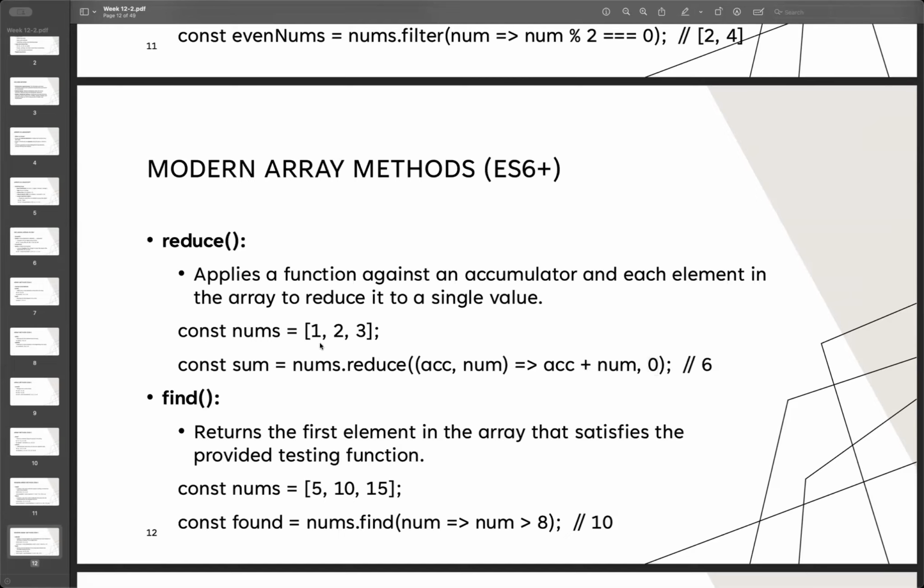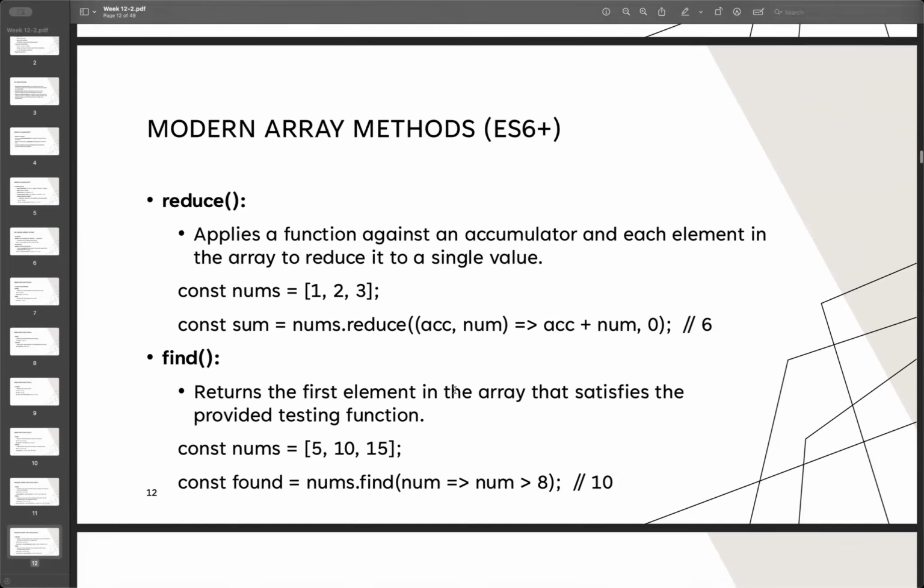Okay, numbers 1, 2, 3. In the beginning, 0 plus 1, and then 1 plus 2 is 3, and then 3 plus 3 will be 6. So here's the reduce function.